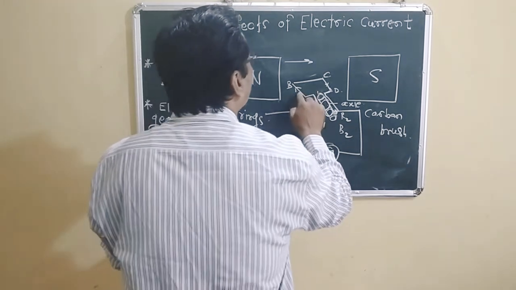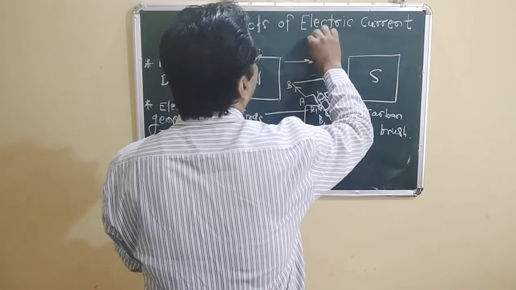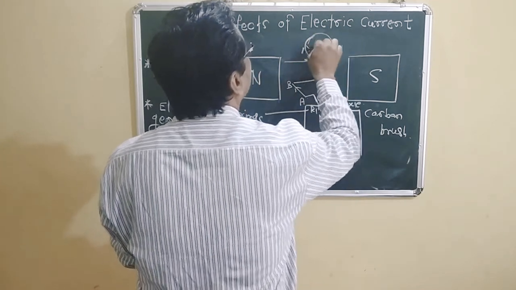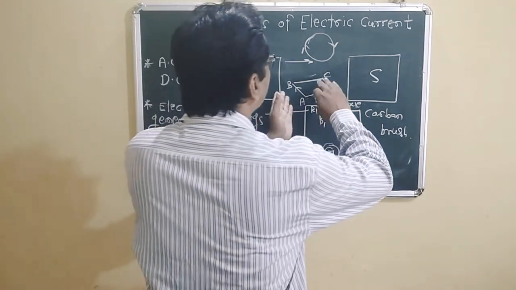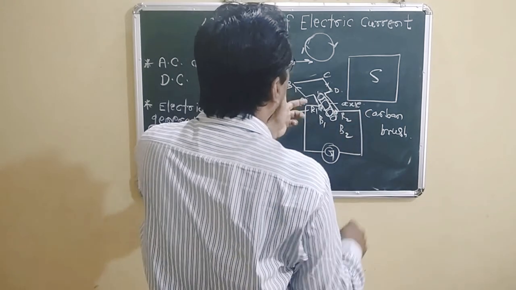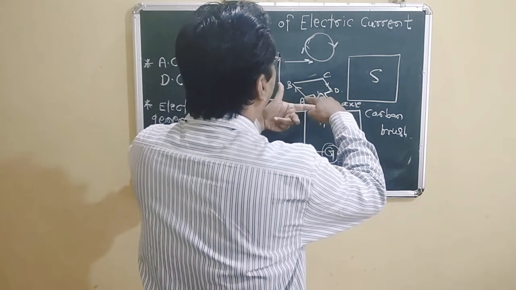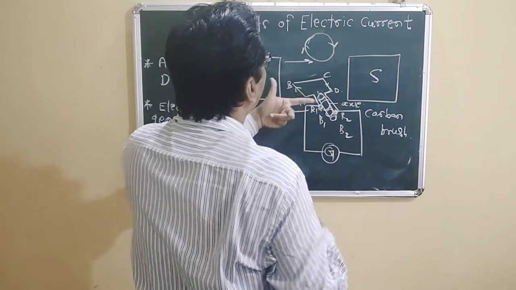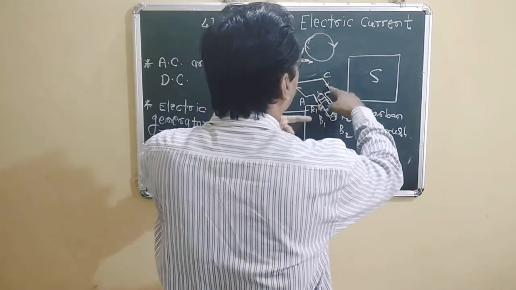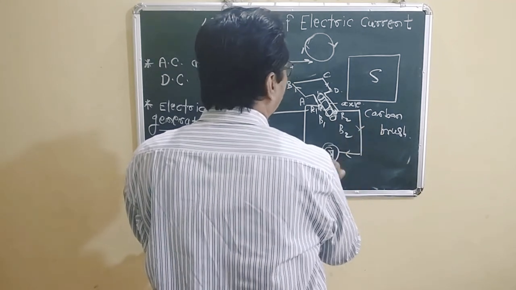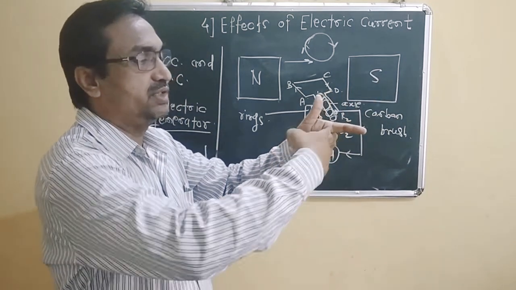We have to move this frame in a clockwise direction. Okay, clockwise direction. So what happens? The direction of the frame is upward, and the direction of the electric current is such that the current flows in this way.